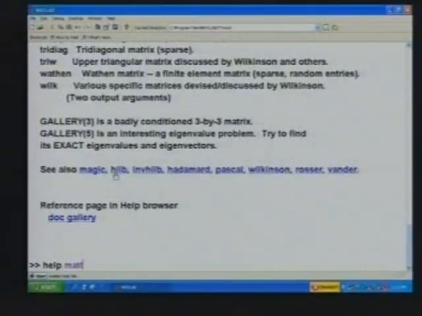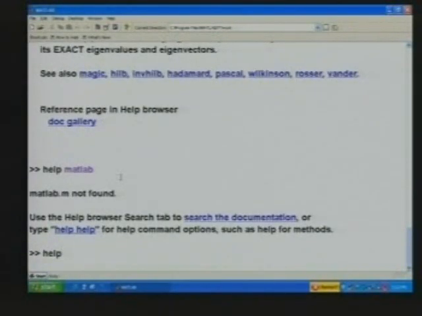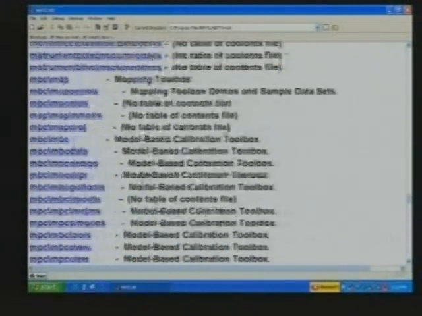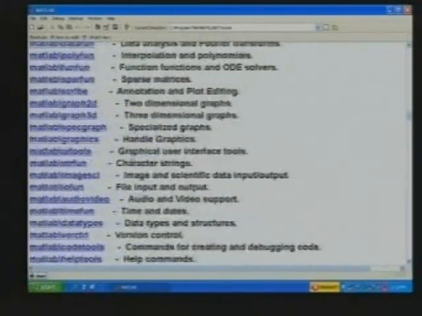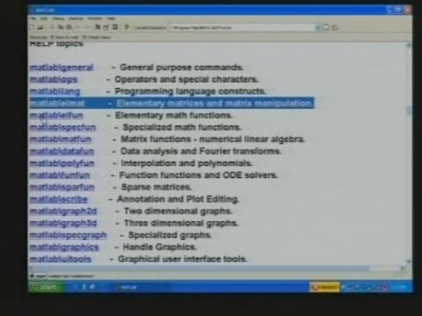So, I will stop here. Next class we will go to some of the new functions. You can see help MATLAB, you go to the basics, just write help. So you can find the basics. Forget about the toolboxes for the time being. In the basics, you have just finished elementary matrices and matrix manipulation. So we will go to elementary functions, then specialized functions, matrix functions, and so on and so forth. So thank you very much.